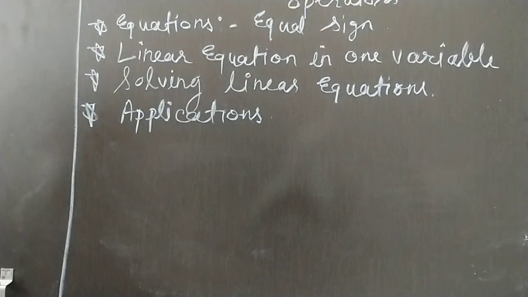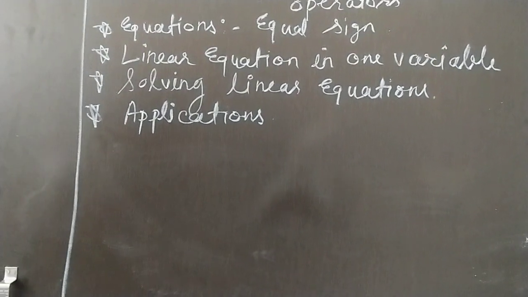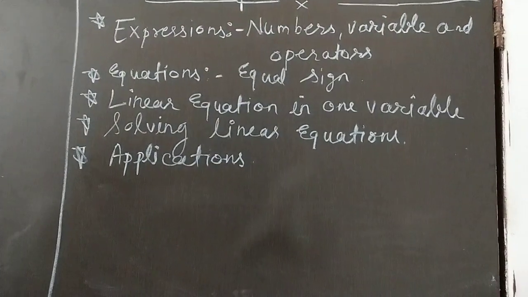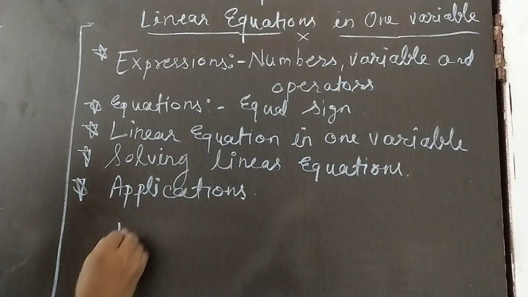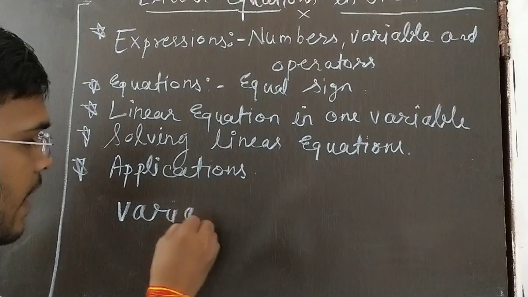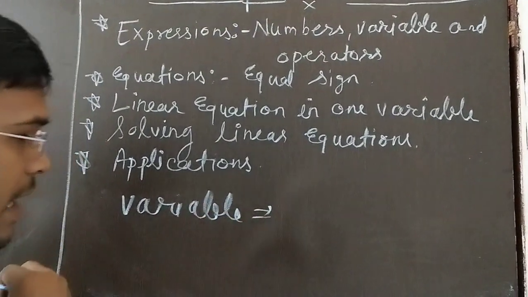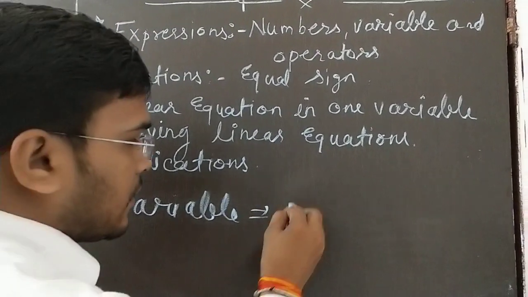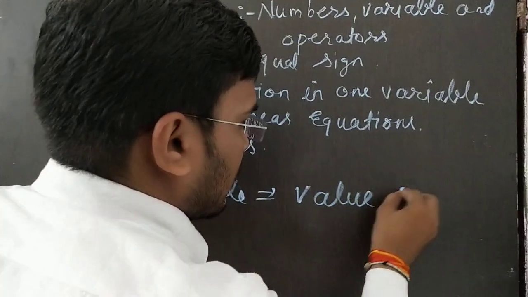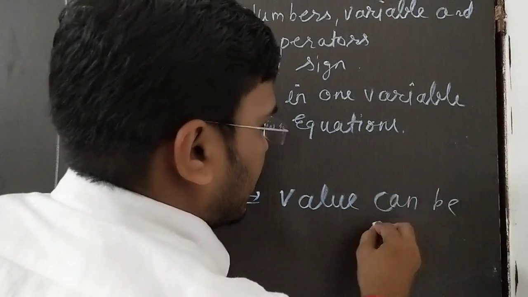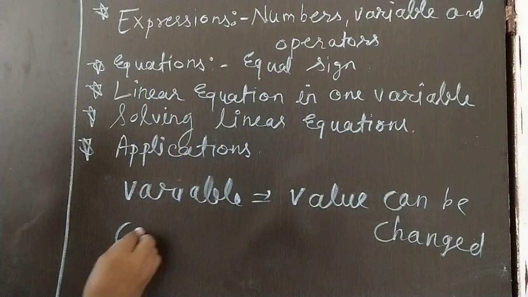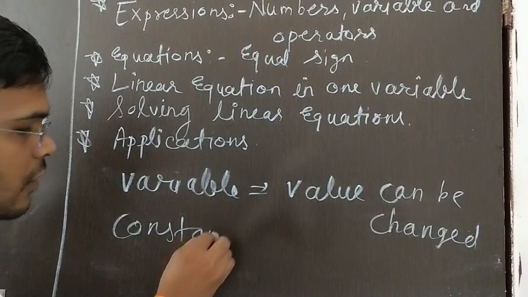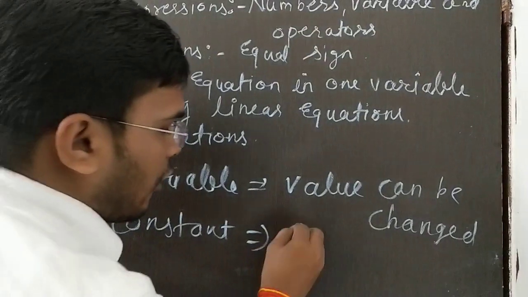Okay. Now let us start chapter exercise 2.1. Before starting, I am going to clear one thing. I forgot to explain variable. Okay, what is a variable? I have explained, but variable means its value can be changed. Value can be changed. And constants. Constants means their value cannot be changed.